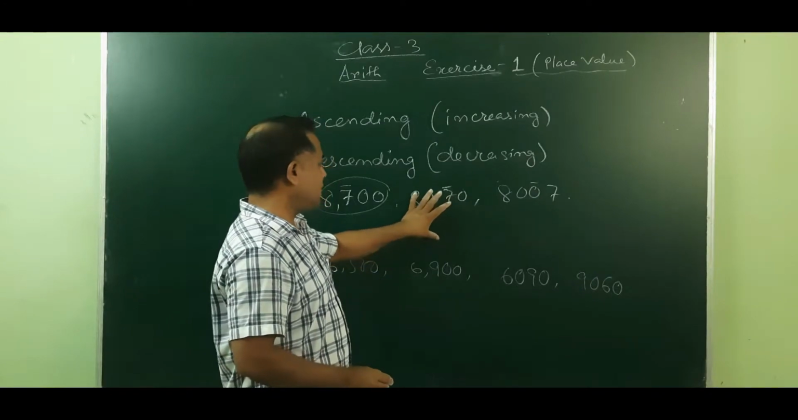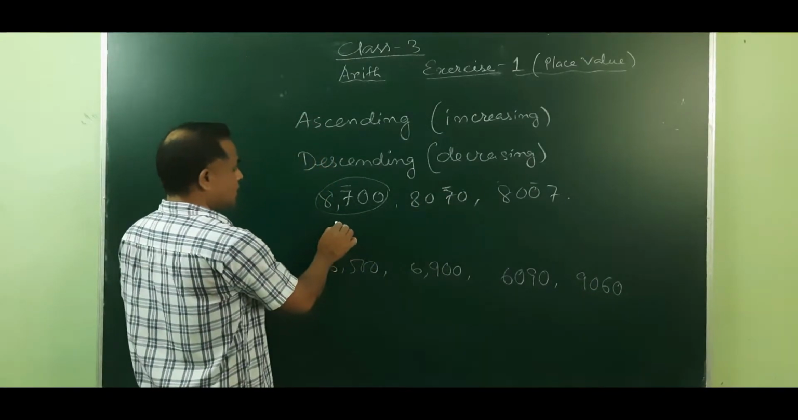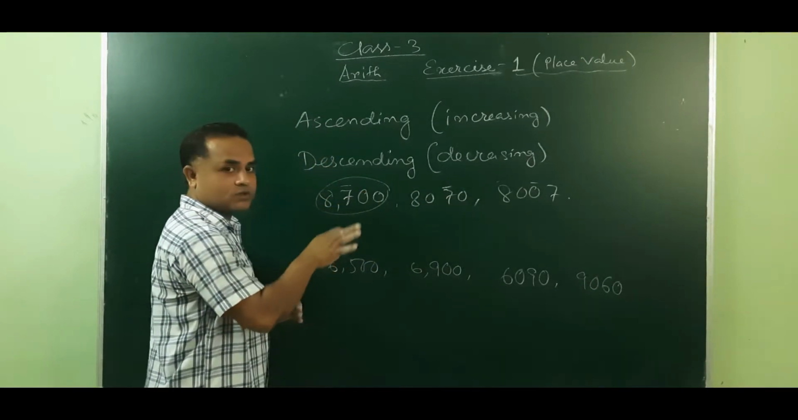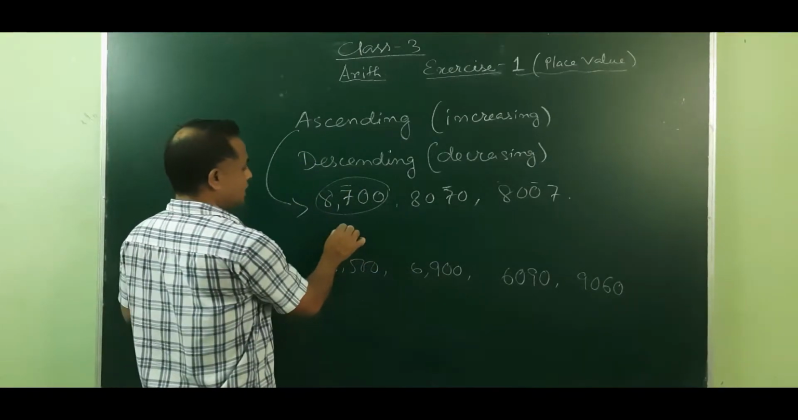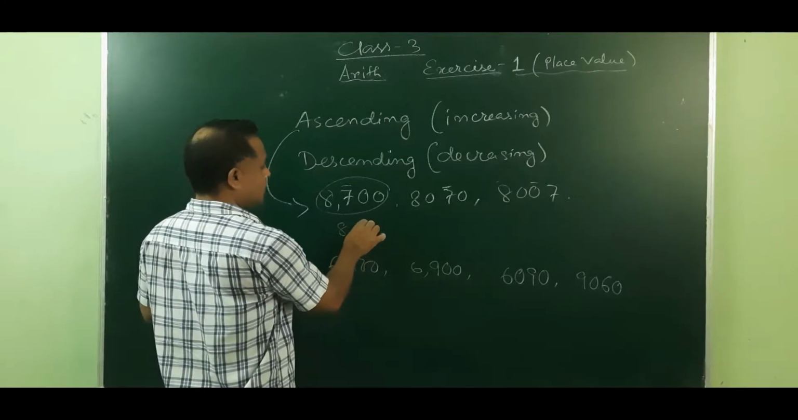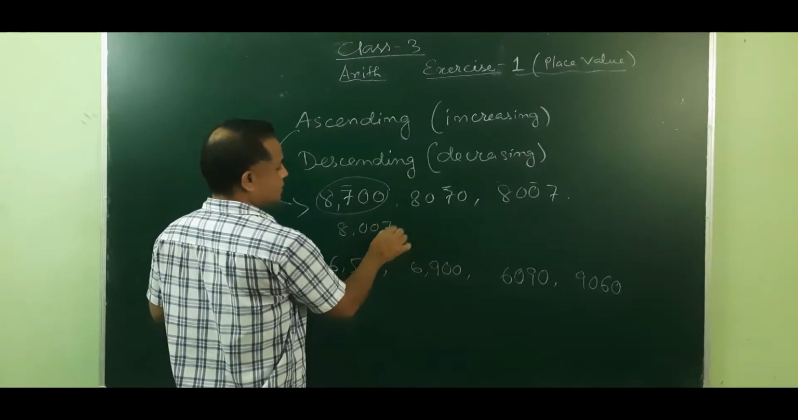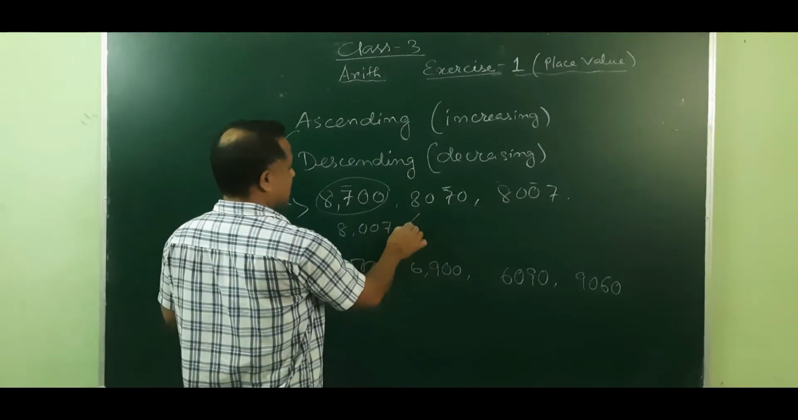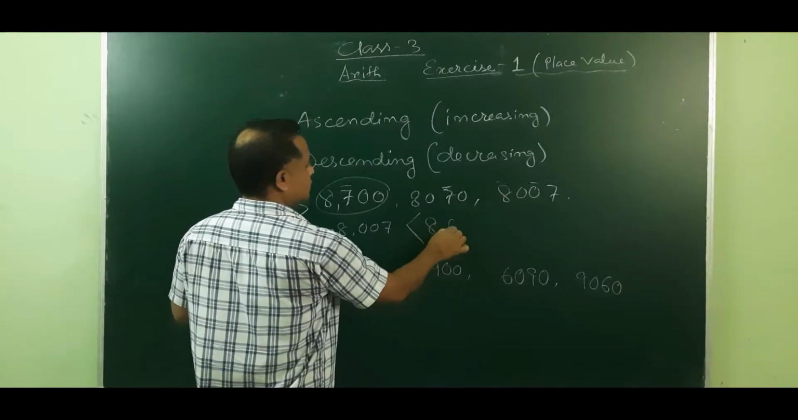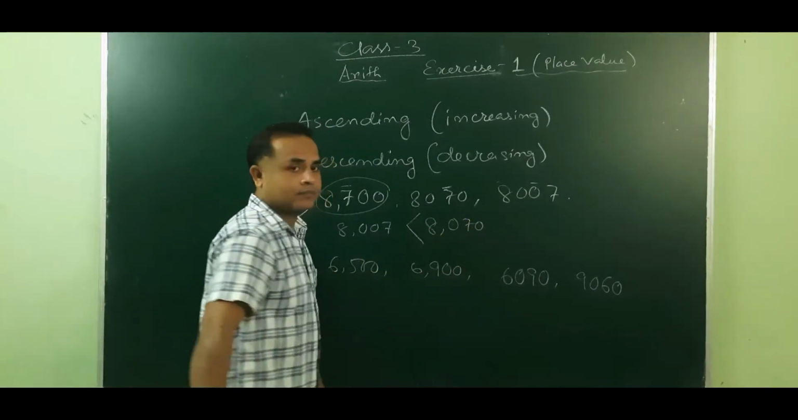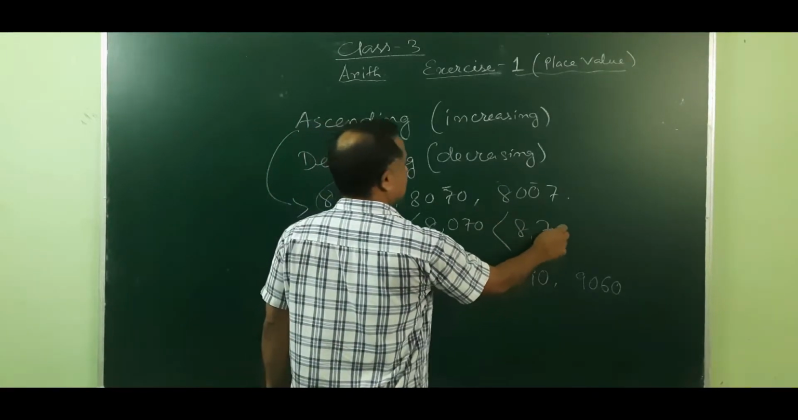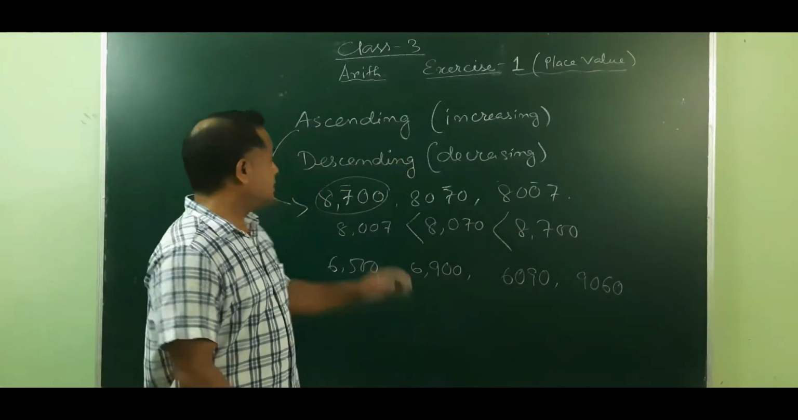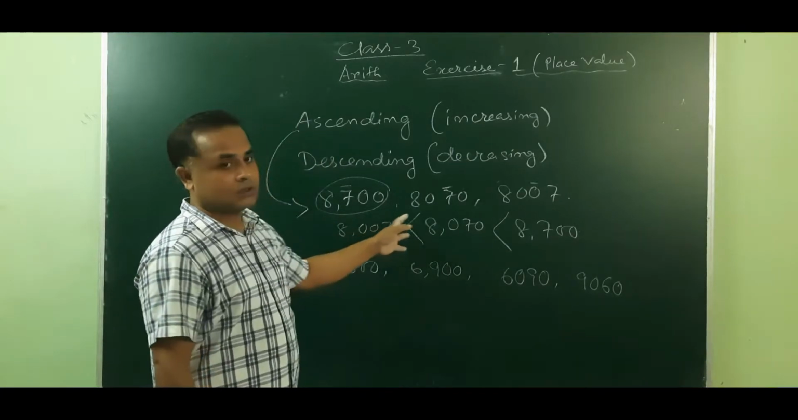So confirm that if you go from small to big, ascending order, then we will write 8007 is less than 8070 is less than 8700. This is in the ascending order.